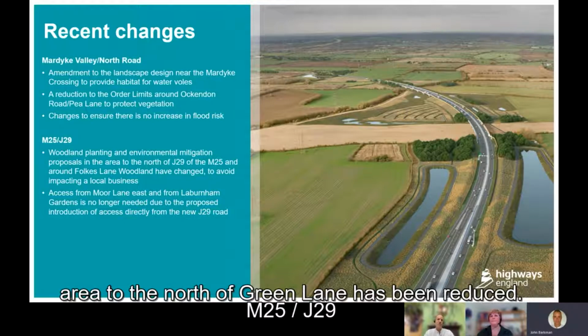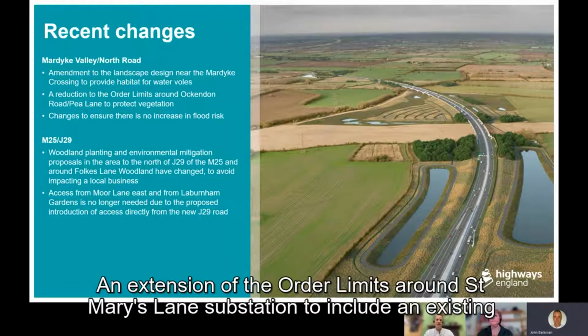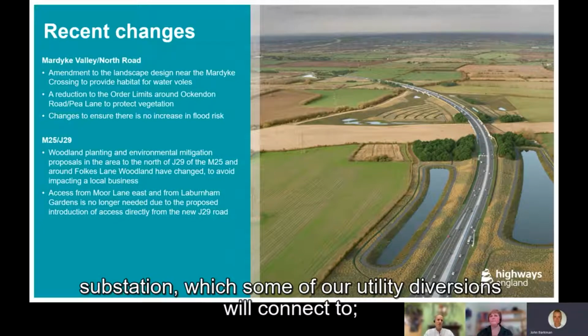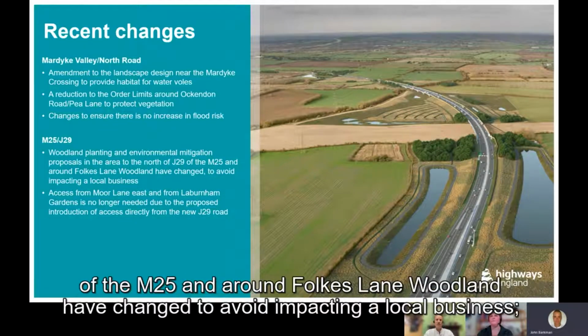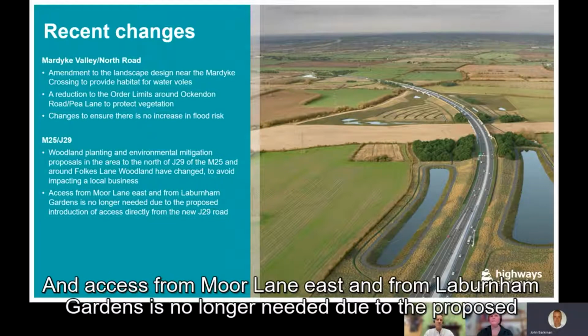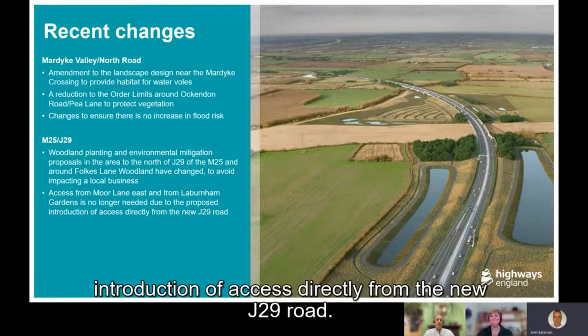At the M25 junction 29, there is an extension of the order limits around St. Mary's Lane substation to include an existing substation, which some of our utility diversions will connect to. Woodland planting and environmental mitigation proposals in the area to the north of junction 29 of the M25 and around Folkes Lane Woodland have been changed to avoid impacting a local business. And access from Moor Lane East and from Lambourne Gardens is no longer needed due to the proposed introduction of access directly from the new junction 29 road.